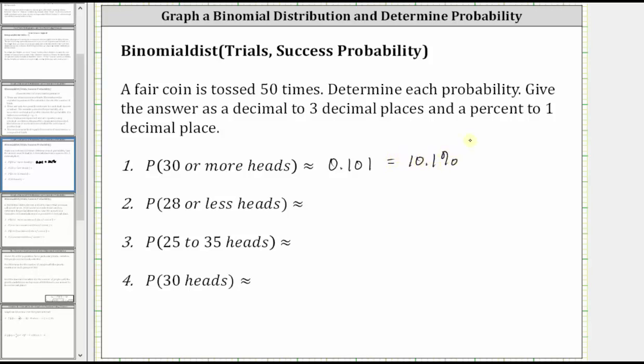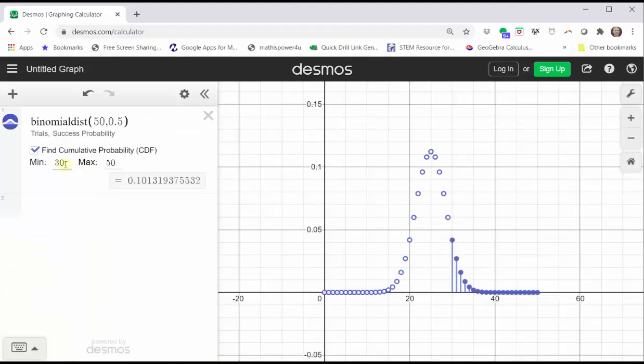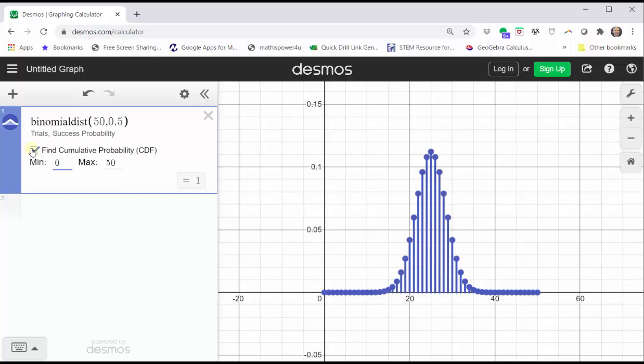Next, we want the probability of 28 or less heads. 28 or less would be from 0 to 28. So we change the min to 0, tab, max to 28. We want 28, not 18. And the probability appears below to 3 decimal places. We have approximately 0.839 or 83.9%.